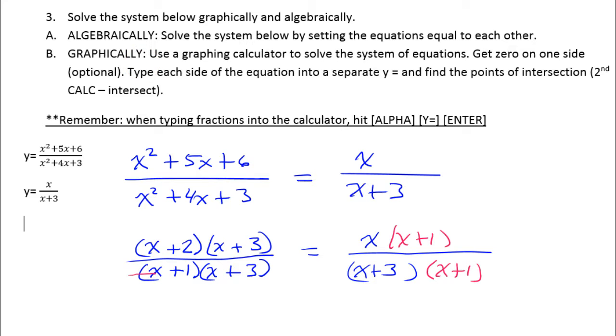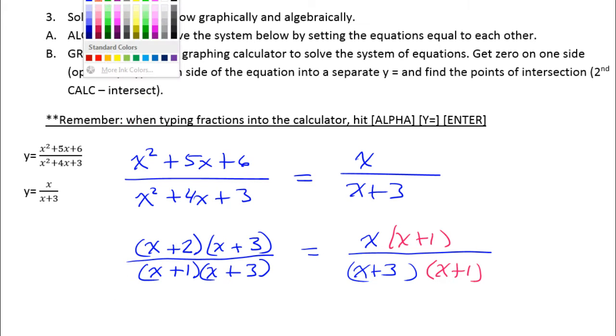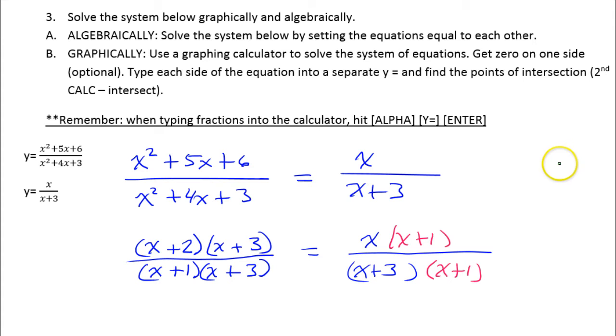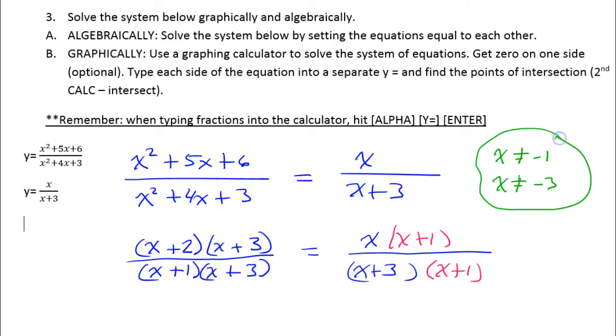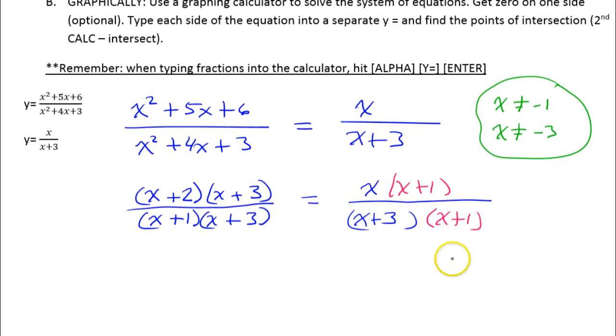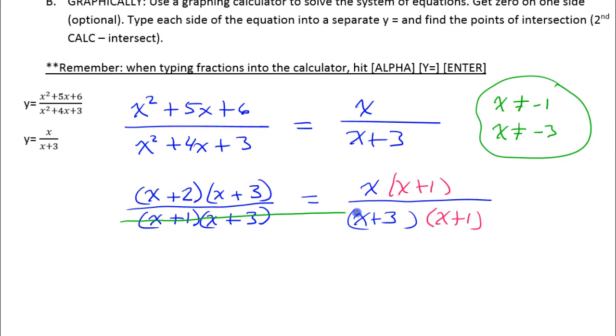Wait, before I do though, let's go ahead and mention the excluded values. From the x plus 1, I know that x cannot equal negative 1. From the x plus 3, x cannot equal negative 3. So these are my excluded values. Just watch out that none of your solutions are these. So now I'm going to cancel out these denominators.